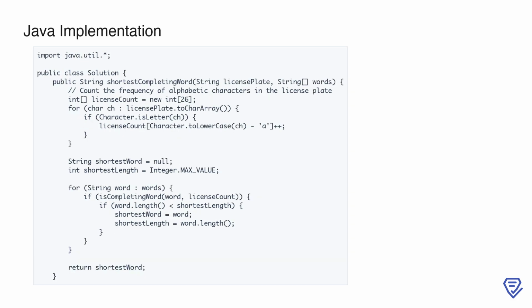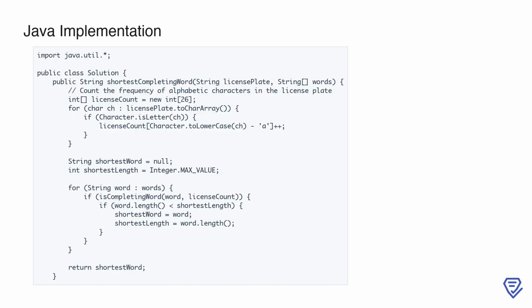Here, we start by creating a method called shortestCompletingWord. The goal of this method is to determine the shortest word from a given array that contains all the characters from the license plate, irrespective of case or non-alphabetic characters. First, we initialize an integer array licenseCount of size 26 to track the frequency of alphabetic characters in the license plate. Using a for each loop, we iterate over each character in the license plate. If the character is a letter, we convert it to lowercase and calculate its position in the alphabet using Character.toLowerCase(ch). We then increment the corresponding index in the licenseCount array.